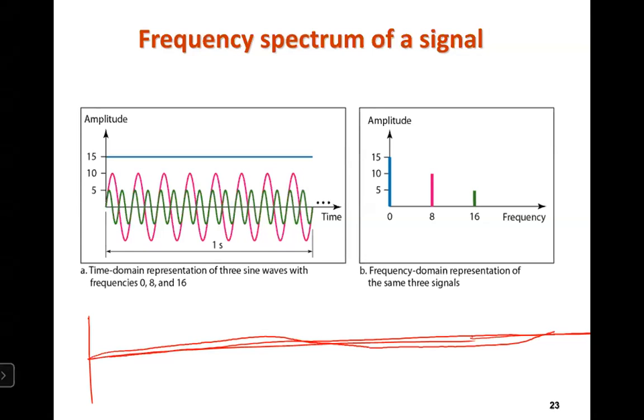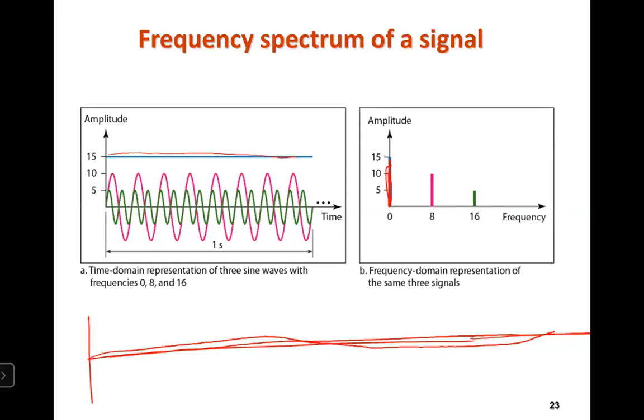Okay, and its shape will be a straight line. So which is this line which is drawn in this blue color? This one is the signal whose frequency is 0, and what is its amplitude? Amplitude equal to 15. Okay, so that's why this first line is represented here. At 0 there is a spike whose value is 15.